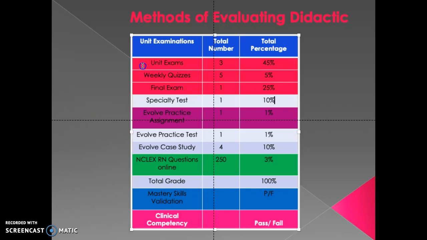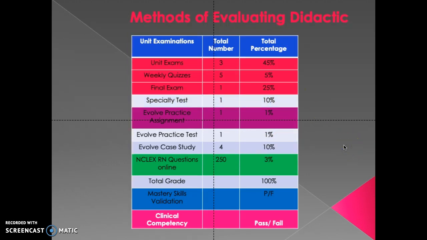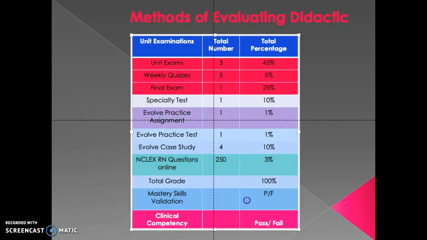The unit exams, the weekly quizzes, the final exam, and the specialty test are your objective grades. So what do I mean? I mean that you must earn a 78% on the 3 unit exams, weekly quizzes, final exam, and specialty exam. You must earn 78%. Now these assignments at the bottom here are your non-objective grades.